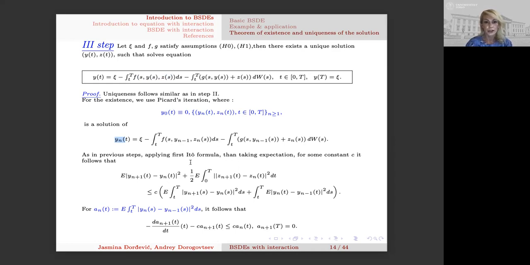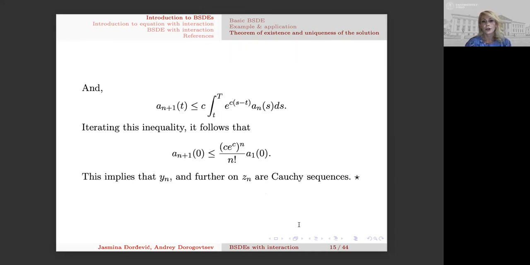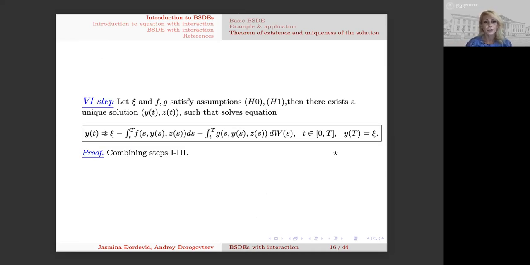And in a similar way as in step 2, we have obtained this inequality. And now we define only the process An because it's enough. So we reduce it to the differential equation with the final condition 0, where after iterating it n steps, we again have the convergence and the statement that Yn and Zn are Cauchy sequences. And at the end, the full BSDE, which has general drift and diffusion, is in step 4, and its solution is proved using steps 1 to 3. So I will not repeat the ideas here.